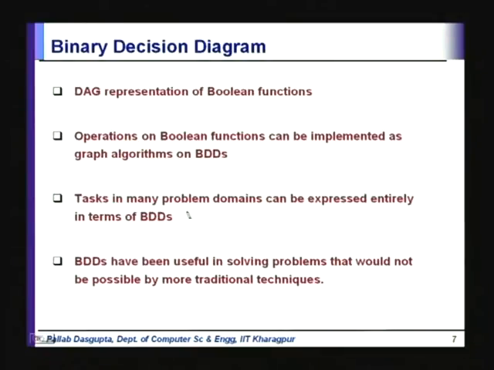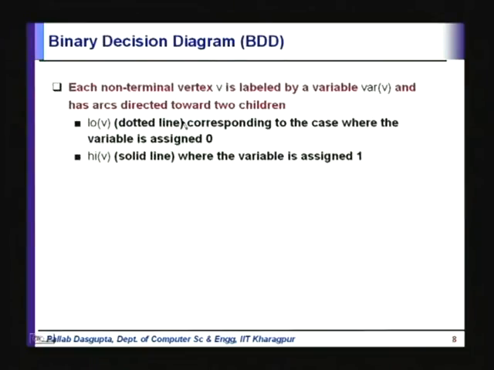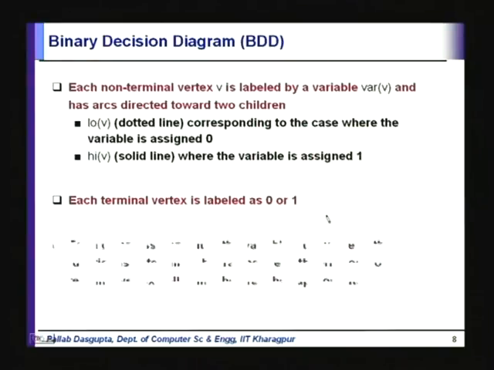So, this is a directed acyclic graph representation of Boolean functions. Now, what we are going to do is see how we can construct a binary decision diagram out of this. In a binary decision diagram also, for every non-terminal vertex we have two arcs. One is called the low arc, which is going to be represented by a dotted line, and we will have a high arc which is going to be represented by a solid line. Each terminal vertex is labeled as 0 or 1.